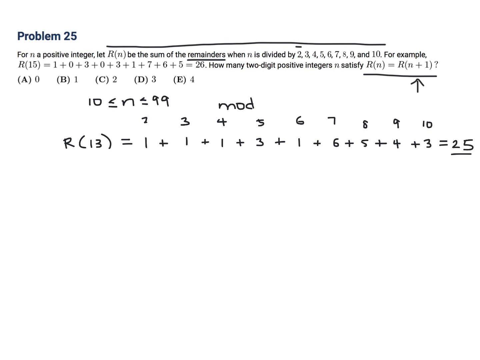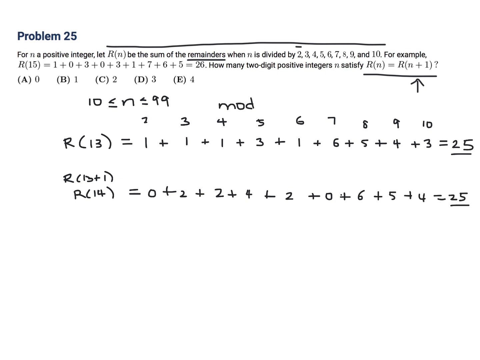And then this guy, r of n plus 1, would be r of 13 plus 1, which is basically the r of 14. And the same kind of story, you would take the remainders when divided by 2, 3, all the way up to 10. And those remainders are 0, plus 2, plus 2, plus 4, plus 2, plus 0, plus 6, plus 5, plus 4. And that is also 25. So there's an example of a situation where r of n is equal to the r of n plus 1, where n is equal to 13.